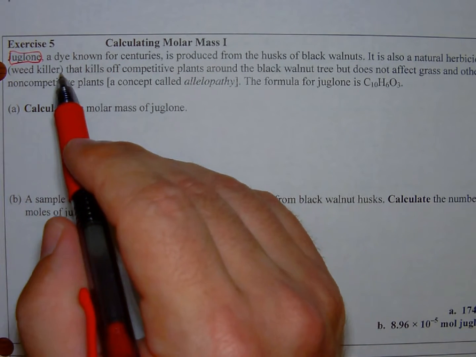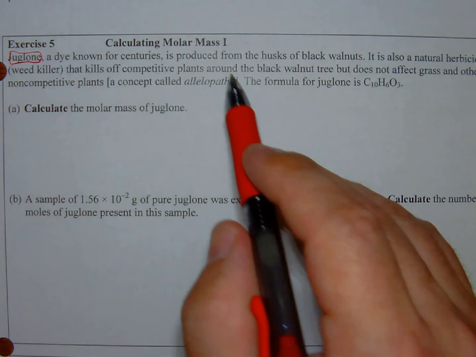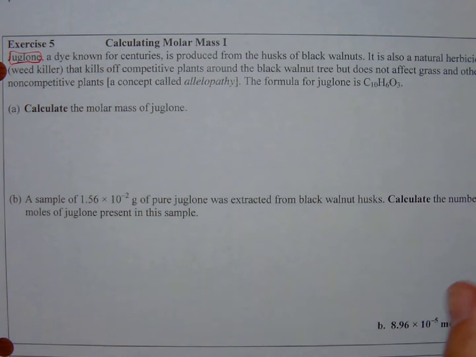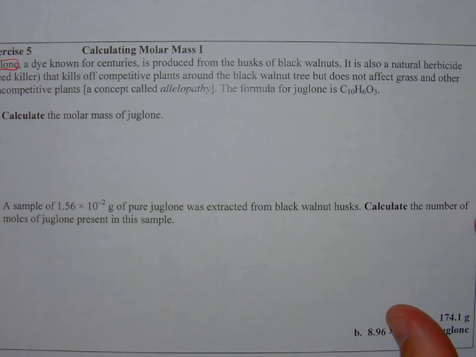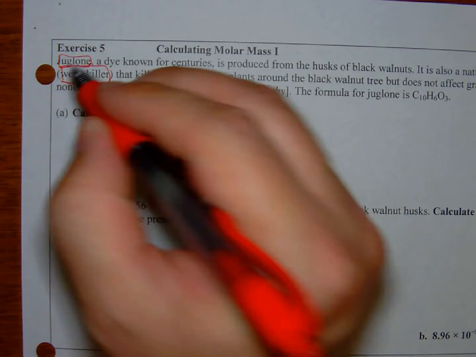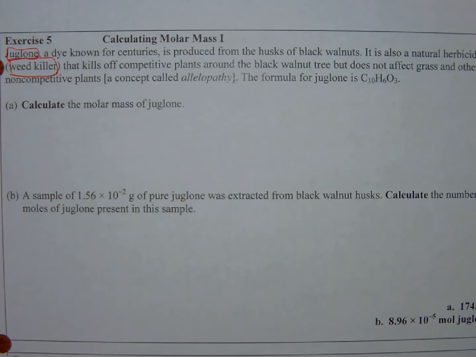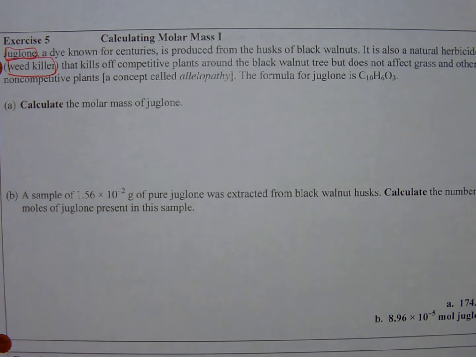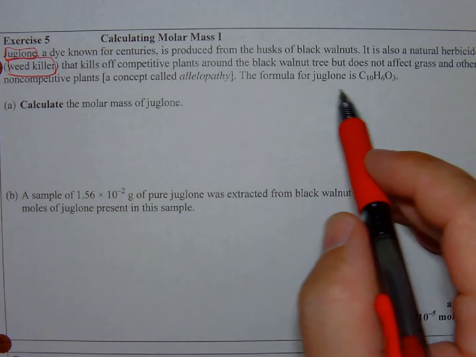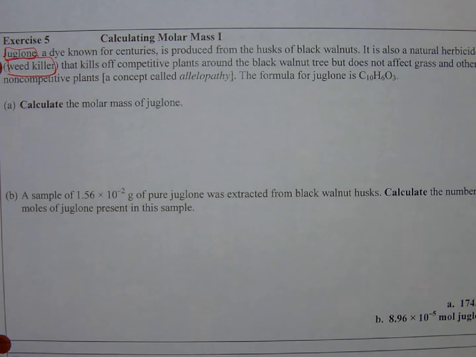So juglone is a dye which has been known for centuries, is produced from the husks of black walnuts. It is also a natural herbicide, which means, for our purposes, it kills weeds. It's a natural herbicide that kills off competitive plants around the black walnut tree, but does not affect grass or other non-competitive plants. It's a concept known as allelopathy. The formula for juglone is C10H6O3. Like I've mentioned before, there is a whole bunch of stuff in this prompt that is absolutely useless.